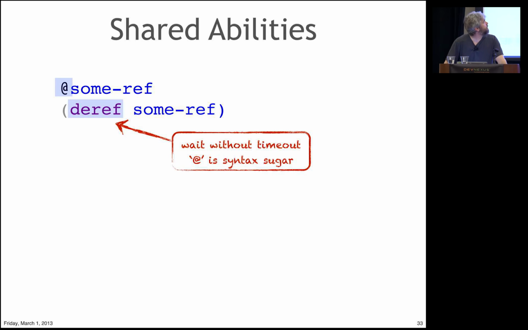All these different refs have some abilities in common. The most important thing you want to do as a reader is get the value out. And to get the value out of a ref, you deref. This is considered such an important operation that it has syntax sugar. So you can say parentheses deref blah, or you can just say at blah. Get the thing that's at this ref.